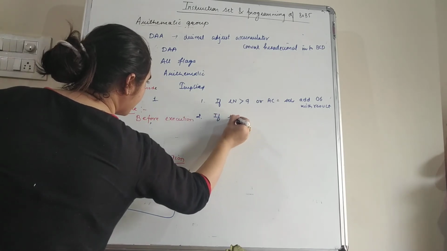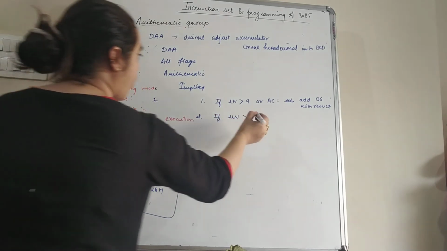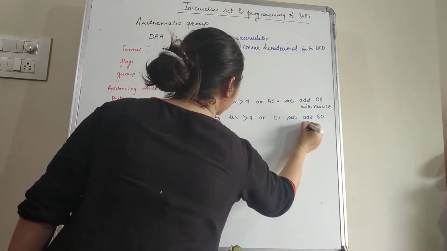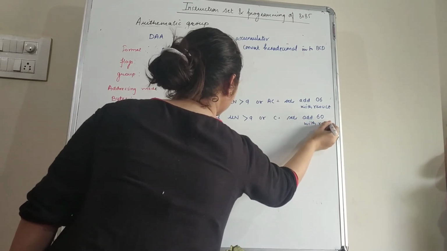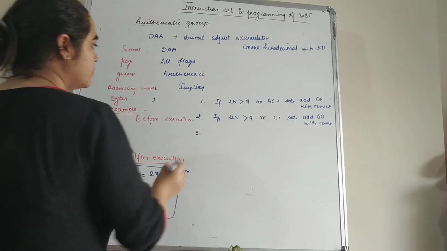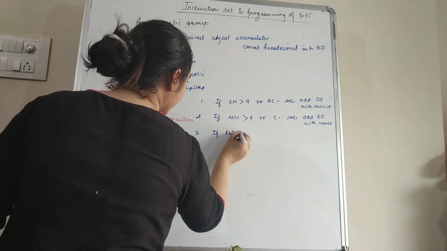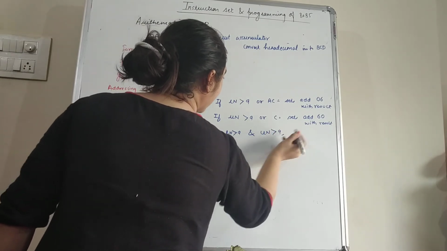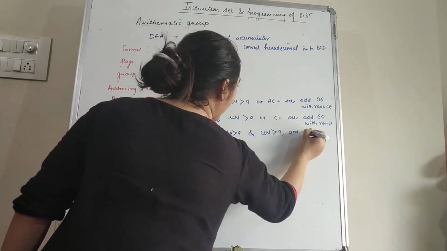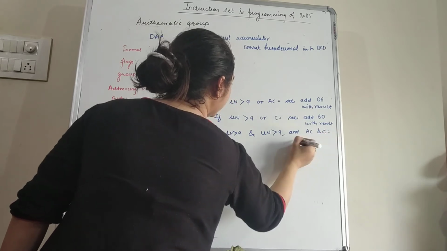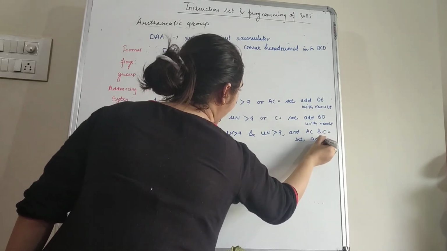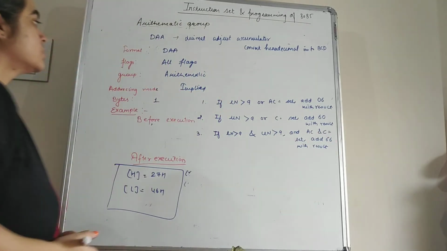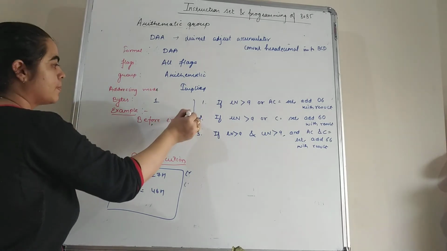Second rule is, if the upper nibble is greater than 9 or the carry flag is set, then we add 60 with the result. And the third rule is, if the lower nibble is greater than 9 and the upper nibble is greater than 9, and the auxiliary and carry flags are set, then we add 66 with the result. Okay students, so these 3 rules we can see with the help of an example.